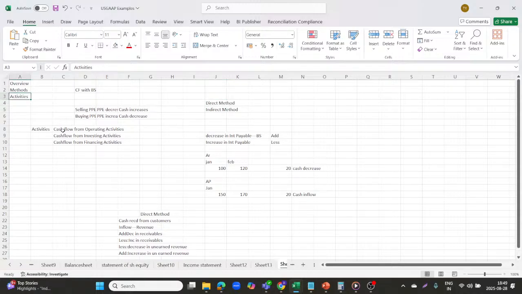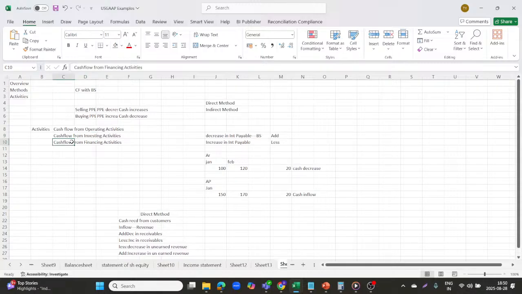Then you have three activities: cash flow from operating activities, cash flow from investing activities and cash flow from financing activities. Cash flow from operating activities includes those inflows and outflows which arise from the operations of the business. Cash flow from investing activities means inflow and outflow arising because of investment, like purchasing fixed assets or selling fixed assets. That will be a use of funds, how you are using your funds in investment.